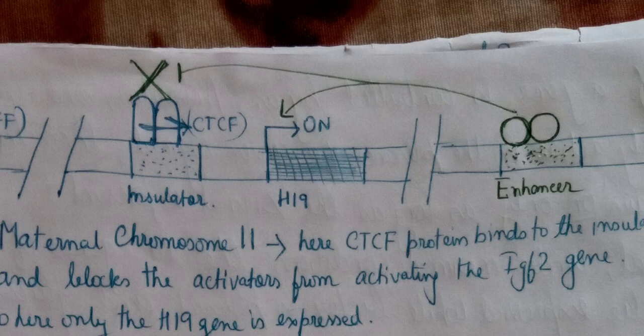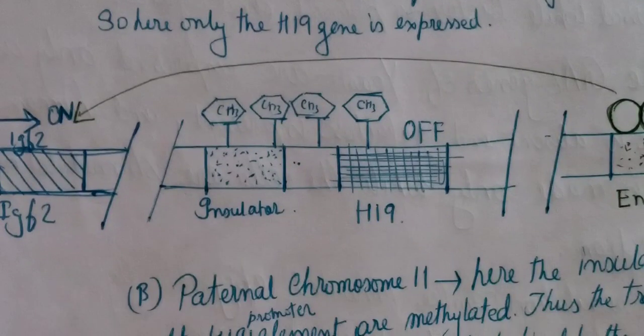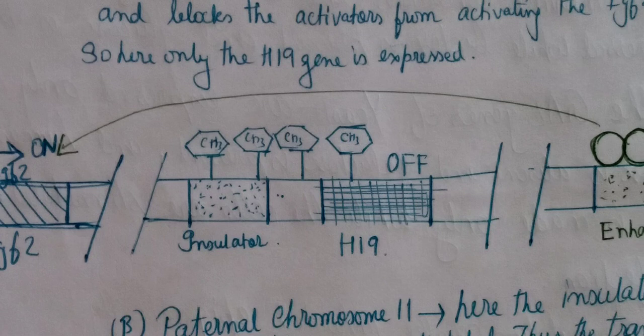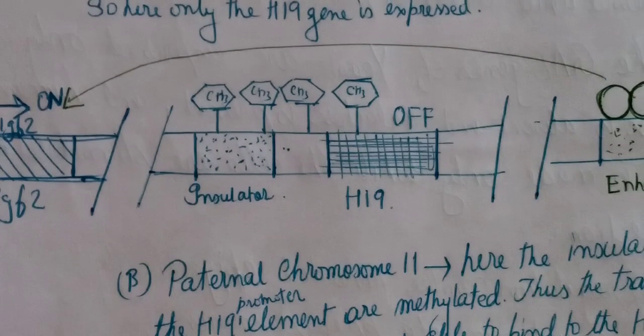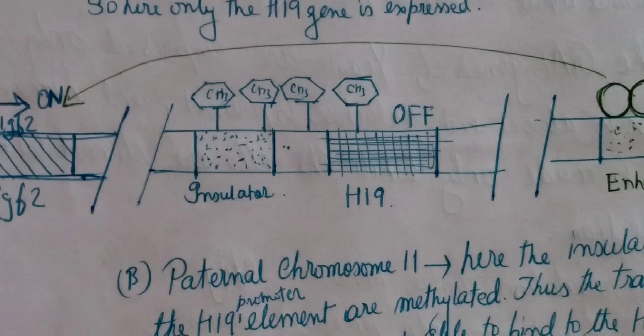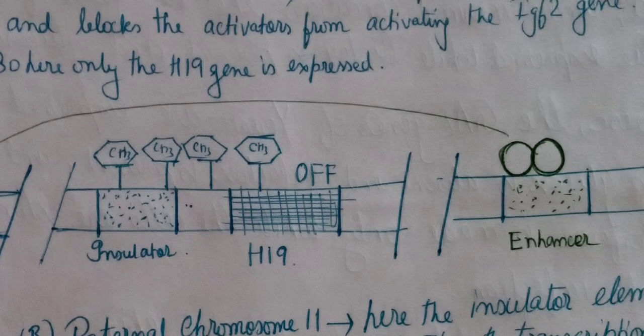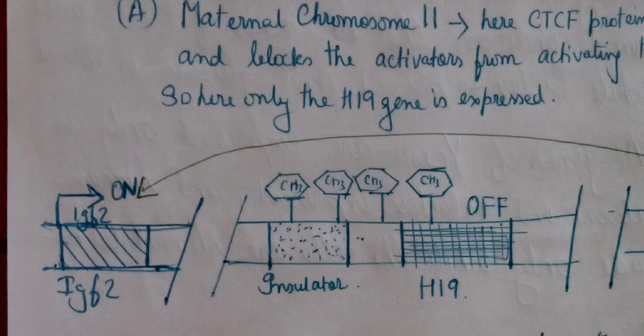This is in the case of the maternal chromosome, while in the case of the paternal chromosome, the insulator region up to the H19 region has been methylated, and due to methylation the CTCF protein cannot bind to the insulator. That is why the activator can now access the IGF2 gene to turn it on, while the H19 gene is turned off in the case of paternal chromosome number 11, right?